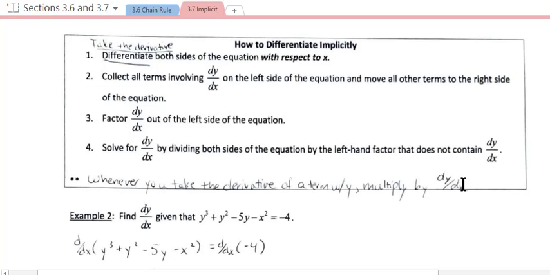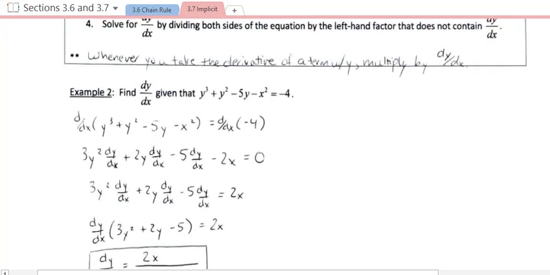What you're really doing there is the chain rule, but what it boils down to is that you're just multiplying by dy/dx. And then you're going to have some terms with dy/dx's in them and some terms without. So you're going to get all the dy/dx's on one side and everything without it on the other. And then you're going to factor out the dy/dx and divide both sides by that to get dy/dx by itself. So let me show you what that looks like in an example.